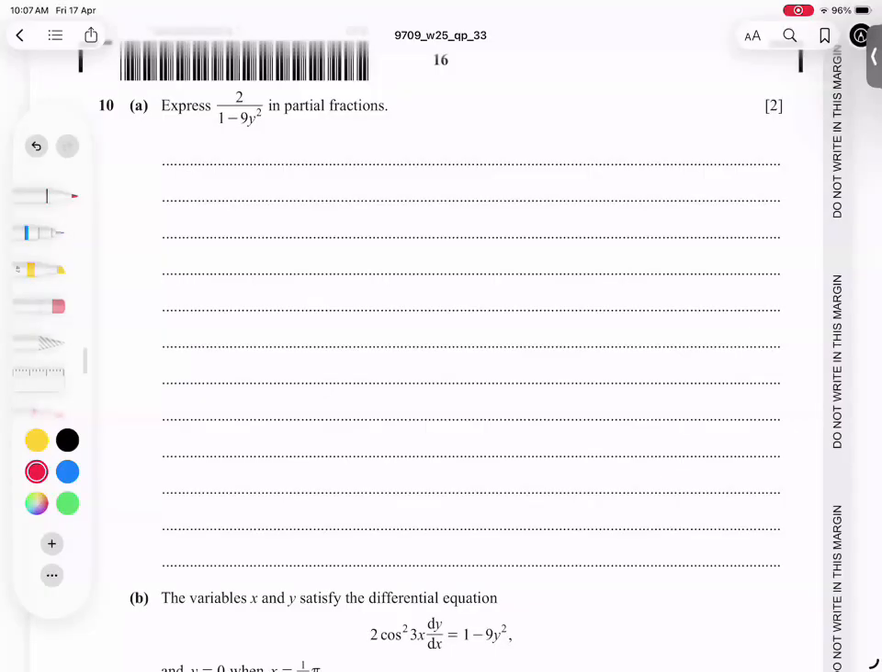Question number 10, students: we have to express this in partial fractions. Most students get confused about what to do with the denominator. The best way: you must know a square minus b square, which is one time a plus b and one time a minus b. We have to apply this criterion here. Check how I'm doing it: the square of 1 and the square of 3y.